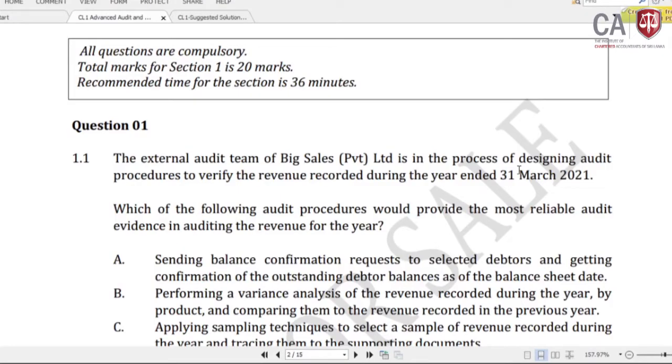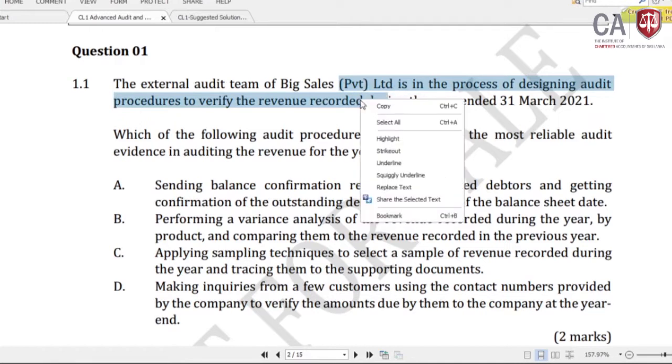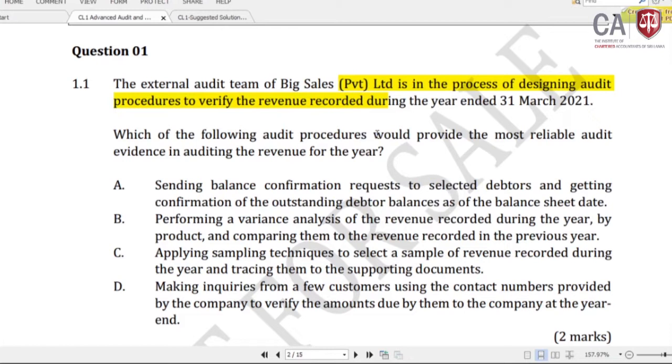For question number 1, I'll try to adapt these 2 techniques while discussing the question. Question 1: the external audit team of Big Sales Private Limited. This is a private limited company, and as I told you, PLC or private limited status is crucial information in auditing. Big Sales Private Limited is in the process of designing audit procedures to verify the revenue for the year ended 31st March 2021. The financial year is also important in MCQ questions.